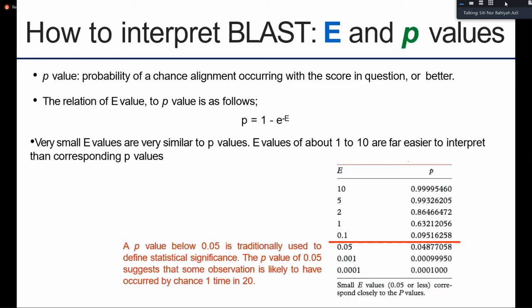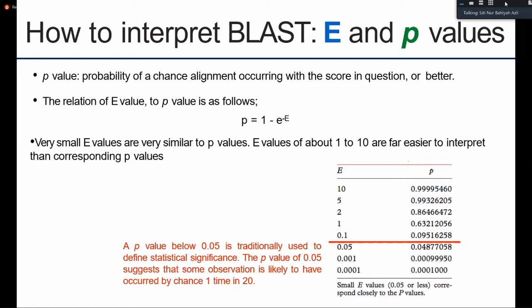We don't want random chances. We want things to happen because they happen. That's why statistical significance is there. So a P value of 0.05 is said to be statistically significant, and it corresponds to an E value of 0.05. So in brief, we can say that an E value, the expected value, below 0.05 is statistically significant enough for you to have confidence in your results.